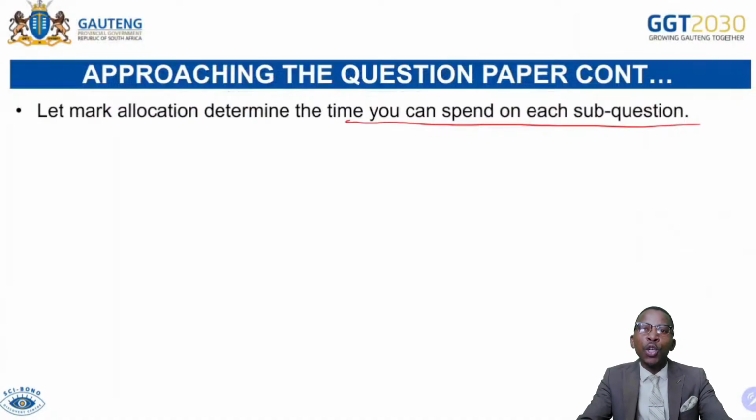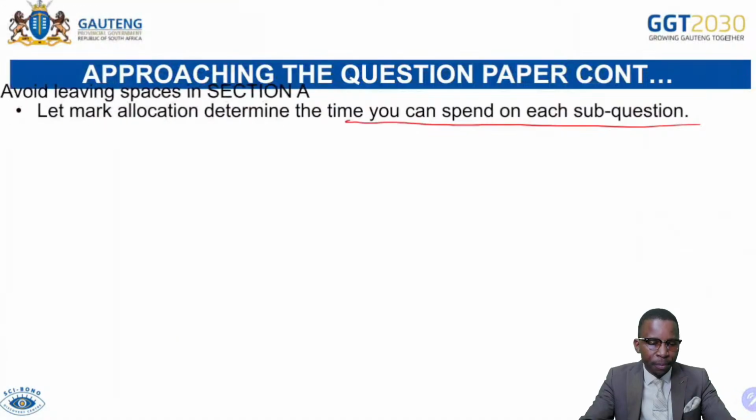If it's 8 marks, you have the minimum of 4 points in full sentences that are correct. You can go beyond the 4 points that are correct in full sentences. So it is important that you ensure that the mark allocation guides you on how much you are going to write for that particular question.